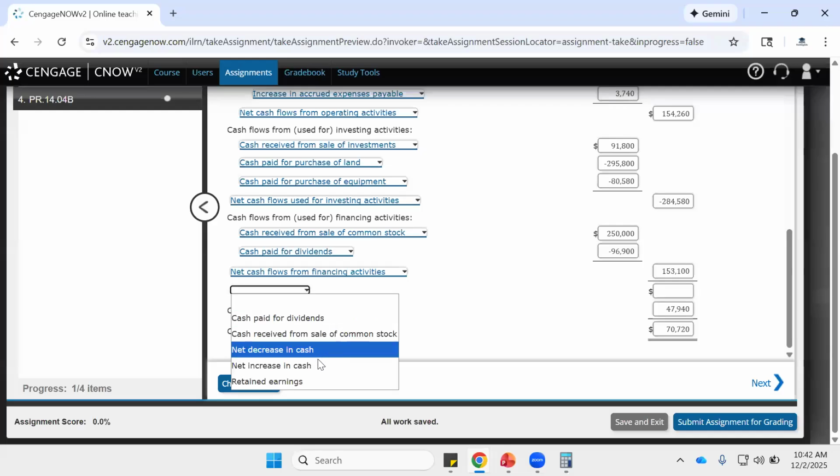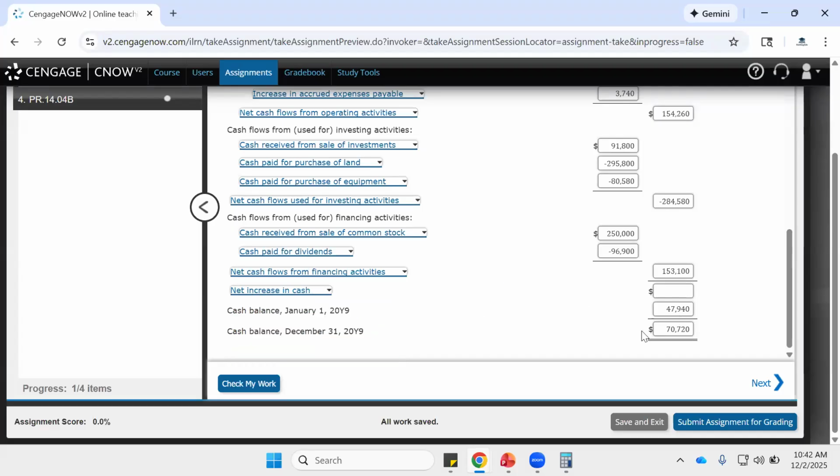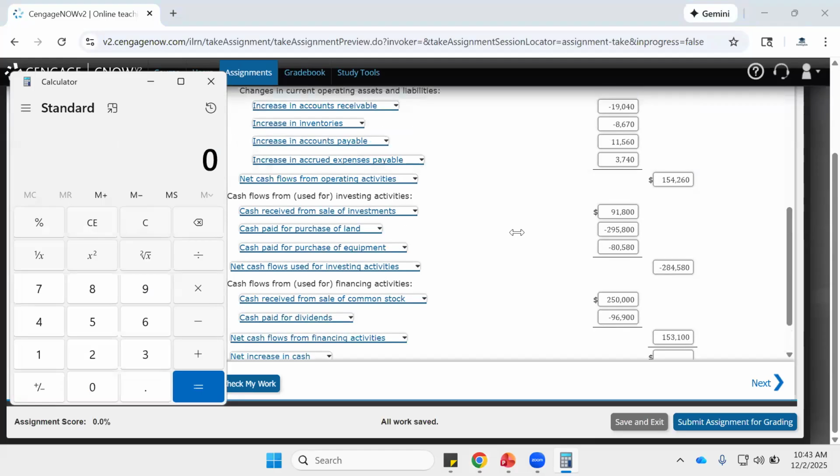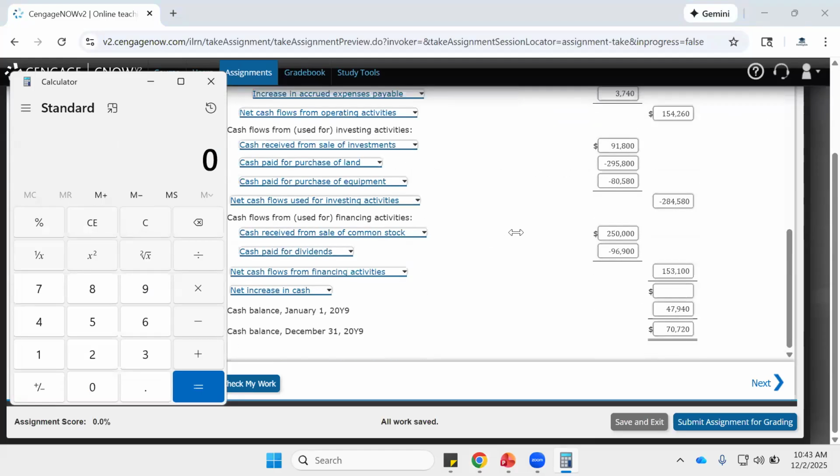And then we have the net increase in cash throughout the year because we had a beginning cash balance of 47,900 and an ending balance of 70,720. So that's going to be an increase. And what we have to do is make sure that the cash flow statement ties out. Just make sure that you didn't miss anything.